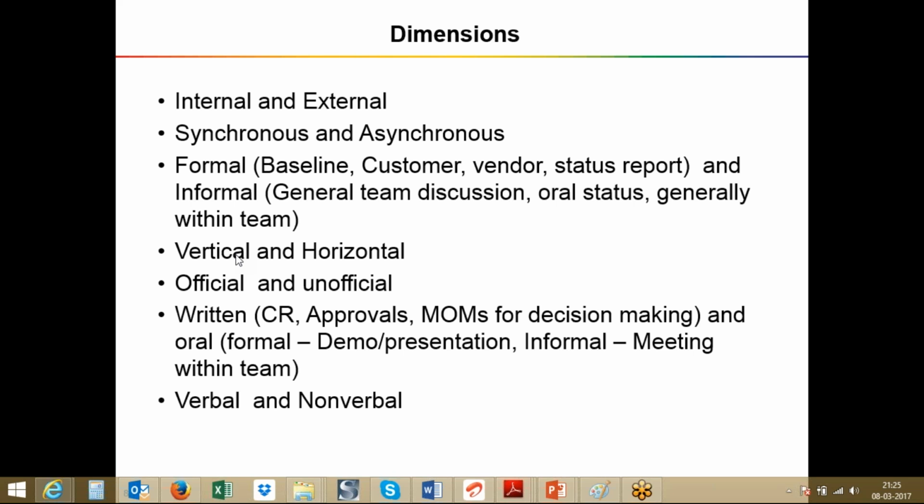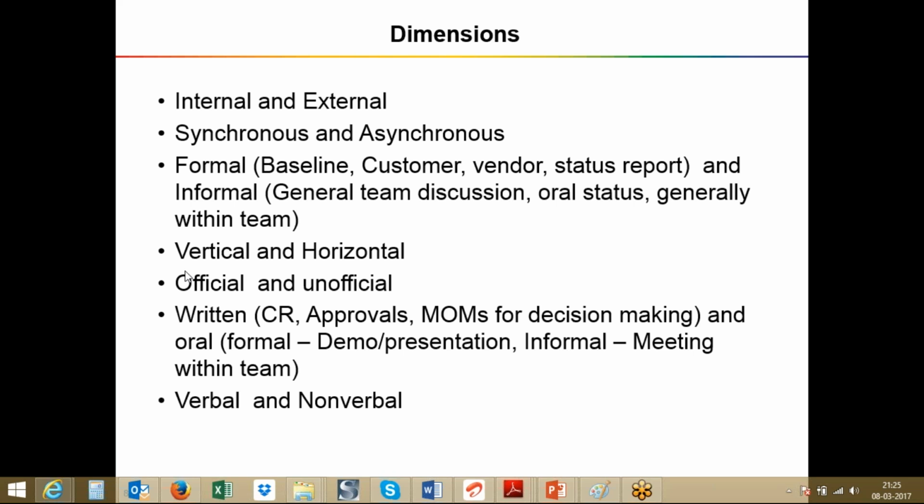Another dimension we have is horizontal. That means you are talking to your peers. For example, one team member talking to another team member will be a horizontal communication. Or if I'm a project manager talking to my fellow project manager, it's a horizontal communication.